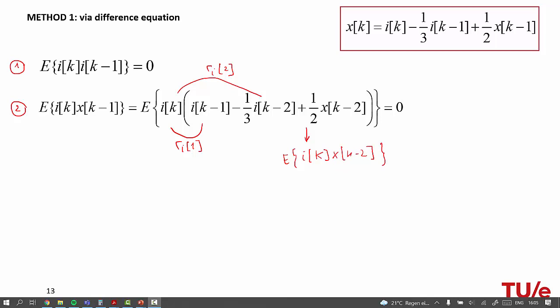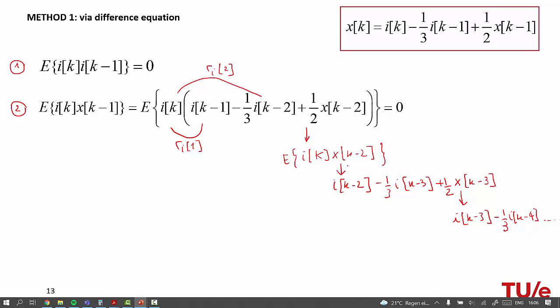We can expand again xk minus 2 by looking at the difference equation. So we need to shift the difference equation by 2. And from doing this, we obtain ik minus 2 minus 1/3 ik minus 3 plus 1/2 xk minus 3. And if we expand this again, we obtain ik minus 3 minus 1/3 ik minus 4, and so on.